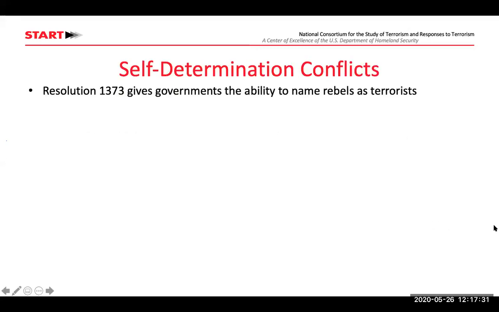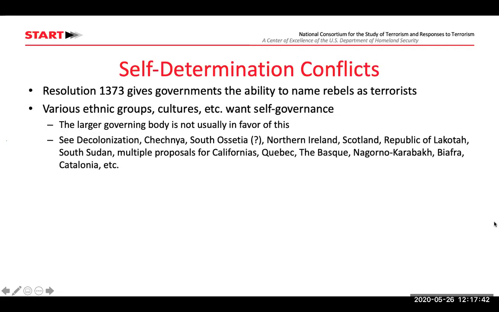Now, self-determination conflicts are important to mention here because Resolution 1373 gives governments the ability to name rebels as terrorists. One of the outcomes of this is that there are various groups that seek self-governance for various reasons. Some of these have to do with decolonization, some of them have to do with longstanding ethnic or tribal beliefs or desires, some of them are quasi-religious in basis. Some of them are purely political. So the proposal for multiple Californias, for example, there are all kinds of reasons why you would want to have your own self-governance, why you feel like the current governance that you have is not meeting your needs. And so there are defendable reasons for self-determination conflicts occurring.